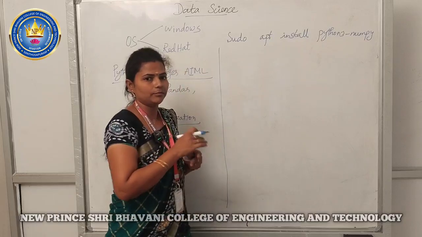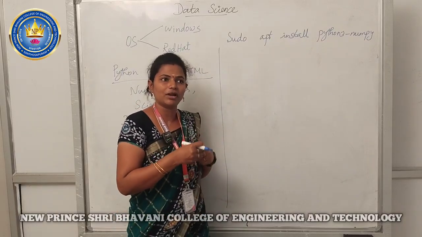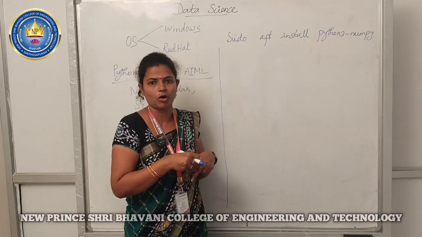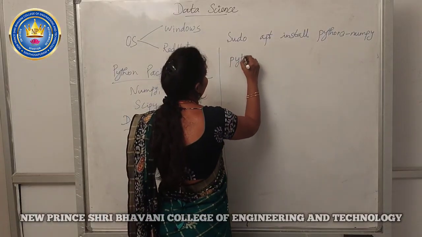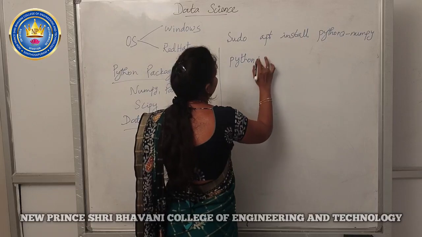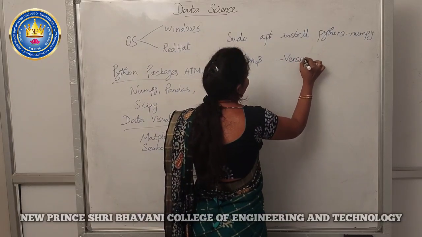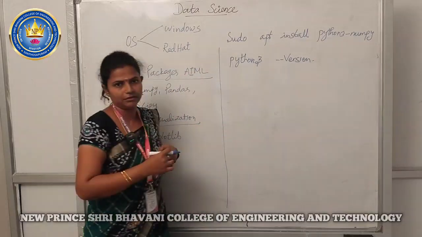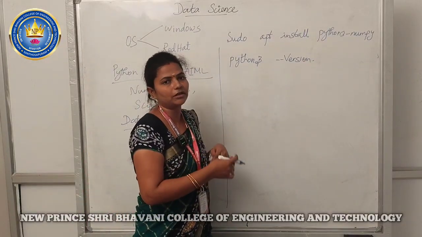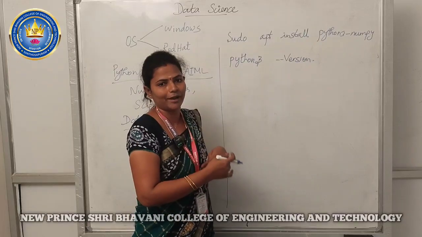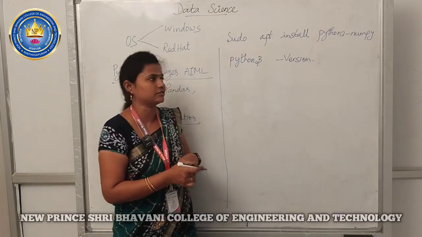Before installing these packages, I have to check whether Python is available in my system or not. If I want to know the version of Python, just type python3 --version. It will show your Python version. Like that, you have to check your pip version also. The pip version should be above 21, then only these packages are supported in your Linux operating system.